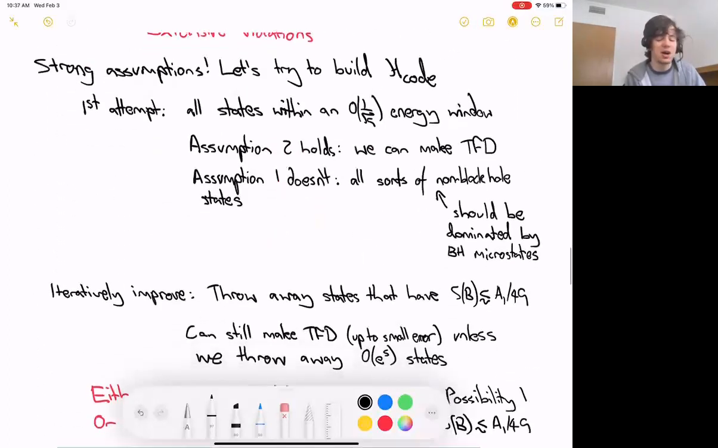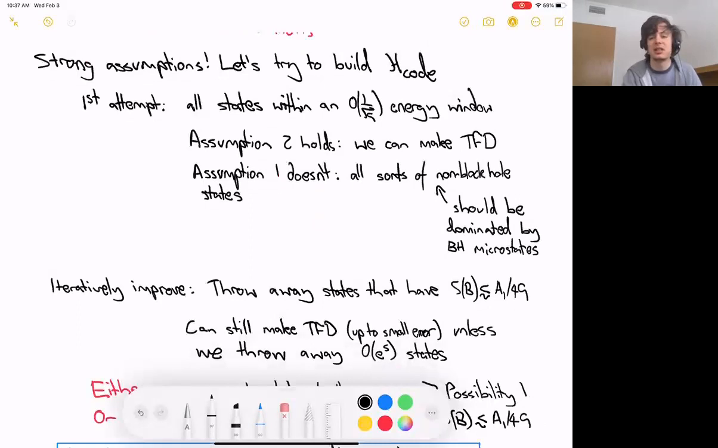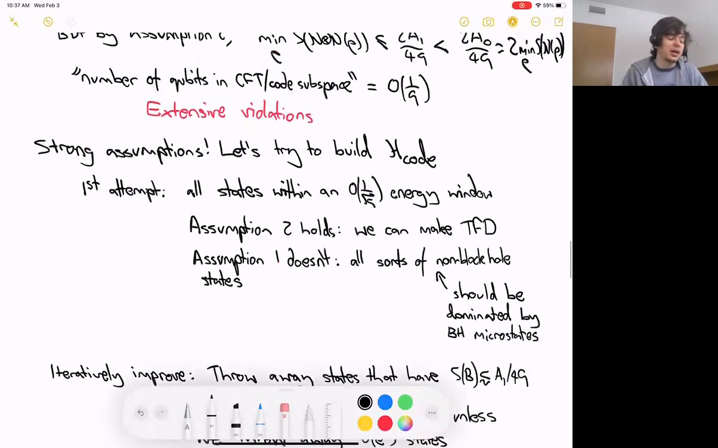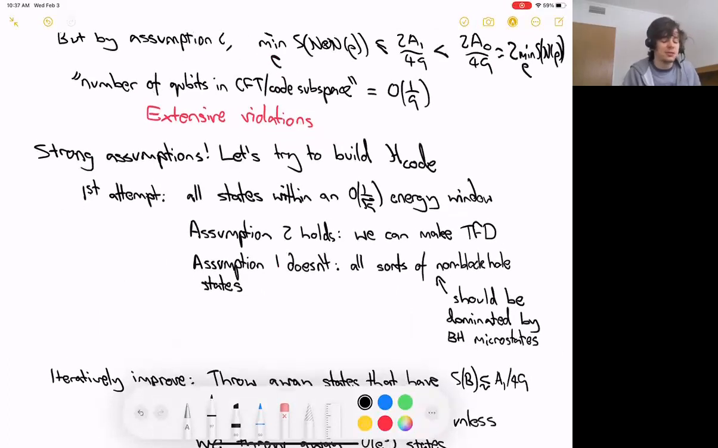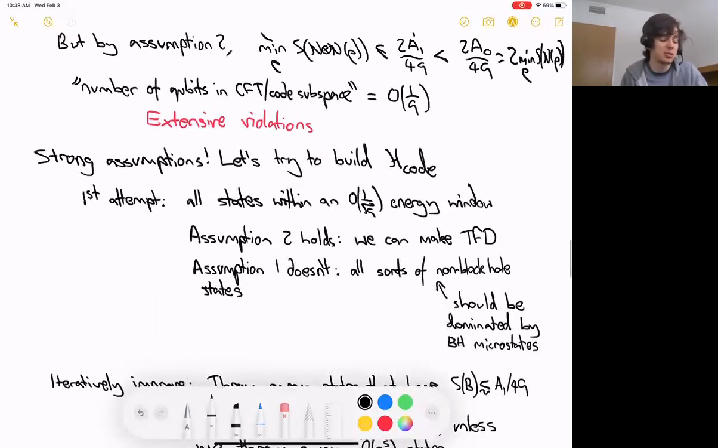So let's think about how one might actually go about building this code subspace, finding an H code that has these properties. Okay, so a first guess to get a subspace that contains all black hole microstates is just to include in your code subspace every state with approximately the right energy.